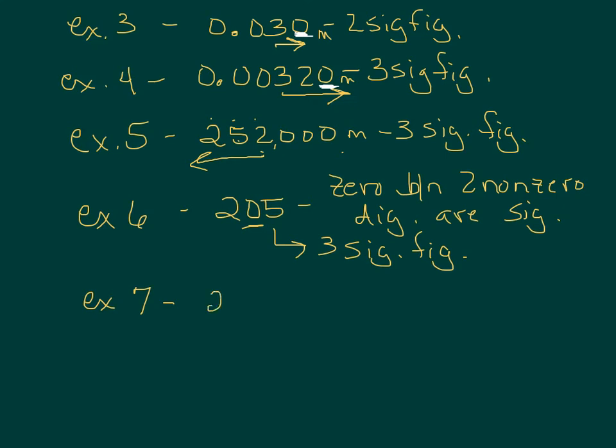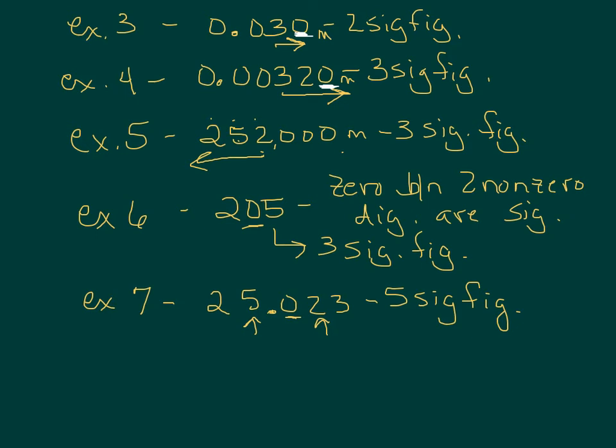Okay, let's take a look at this number, 25.023. I have a decimal present, but this 0 is also in between two non-zero digits, so that automatically makes it significant. So this has 1, 2, 3, 4, 5 significant digits.